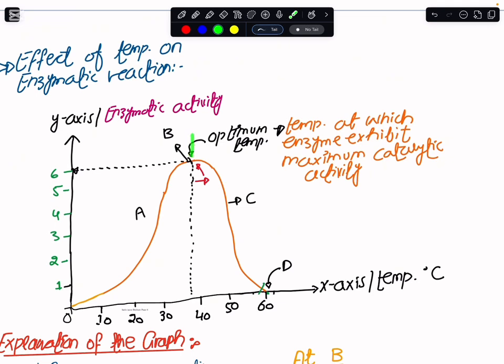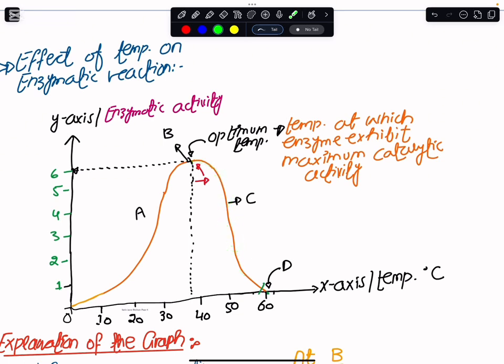And ultimately, when we come to this point of optimum temperature and maximum enzymatic activity, maximum enzyme-substrate complexes would be formed, and that is why the enzyme is exhibiting the maximum catalytic activity here. But if I increase the temperature from 38 onward, you see that the curve is falling downward. This does not mean that the enzyme has completely stopped acting on the substrate, but the frequency at which the enzyme was binding with the substrate is decreasing.